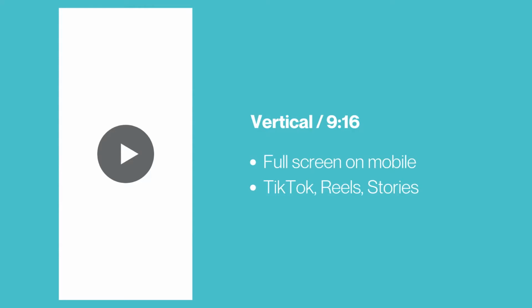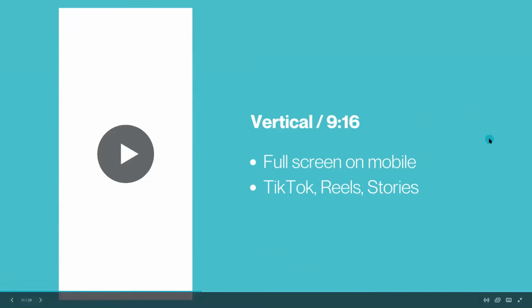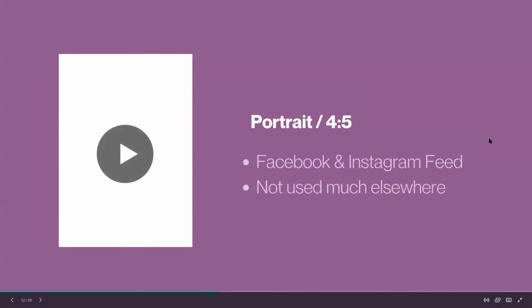This is full screen, so it suits things like TikTok and Instagram Reels, which are 100% made for the 9 to 16 ratio. You cannot do square video or landscape video on TikTok or Reels because it just looks stupid and it just won't work. And TikTok doesn't even allow it. You have to do it in a vertical format.